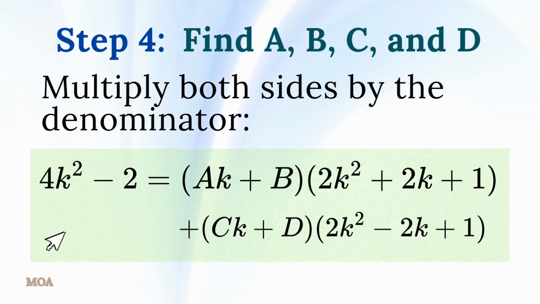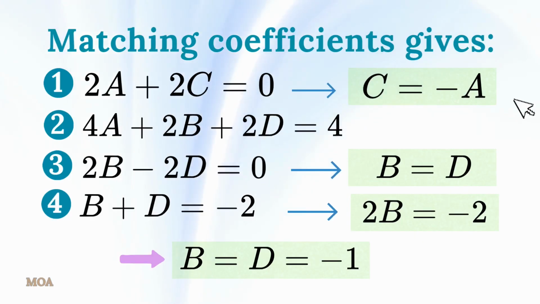To find the real constants a, b, c, and d, multiply both sides by the denominator. This leads to the following equation. 4k squared minus 2 equals the quantity (a times k plus b) times the quantity (2k squared plus 2k plus 1) plus the quantity (c times k plus d) times the quantity (2k squared minus 2k plus 1). Matching coefficients leads to 4 relations.